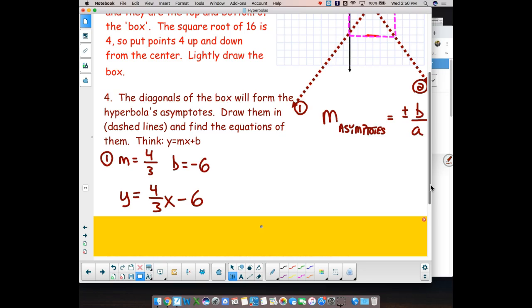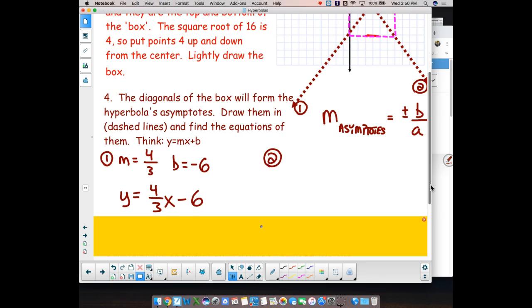If the side of the box is not on the y-axis, then you have to use point slope form. Given the slope and the center, use point slope form to find the equation of the line. Okay?